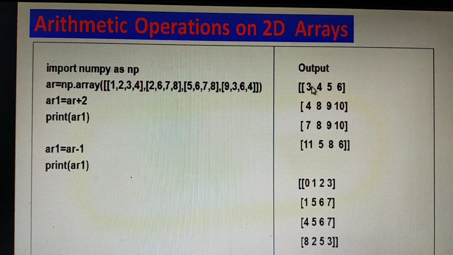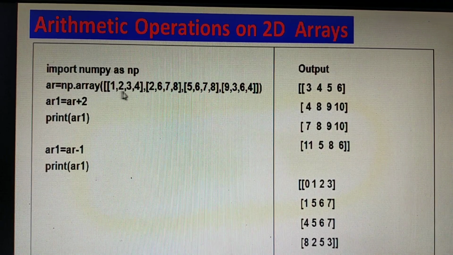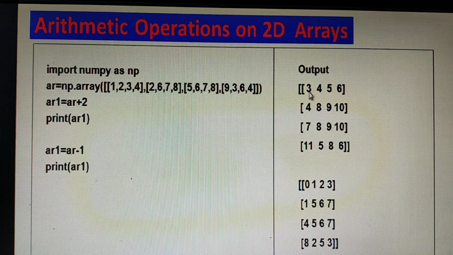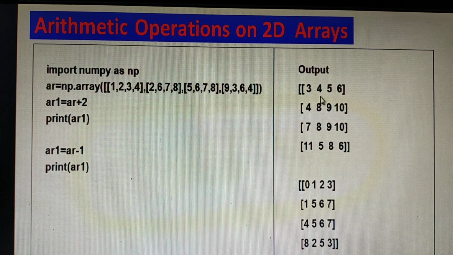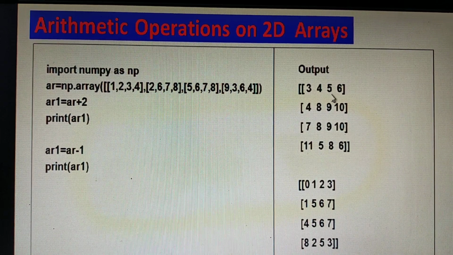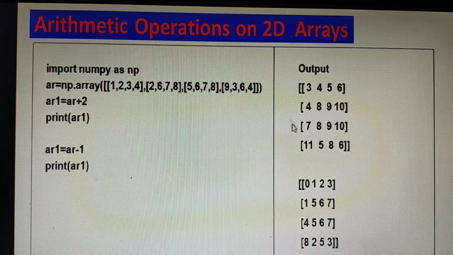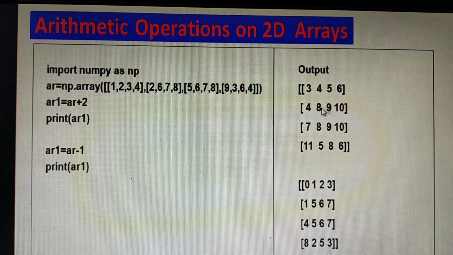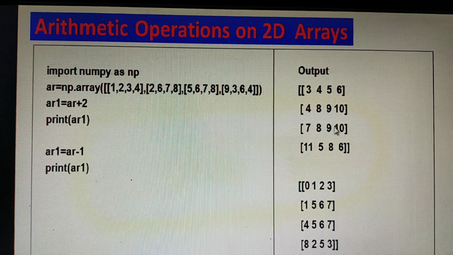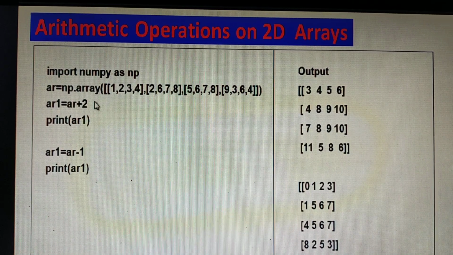So 2 is added to each element. You can see 1, 2, 3, 4, but 2 is added. So 1 will become 3, 2 will become 4, 3 becomes 5, 4 with 2 added becomes 6. So all of this array is increased by 2. Each element is added by 2, simply by adding 2.